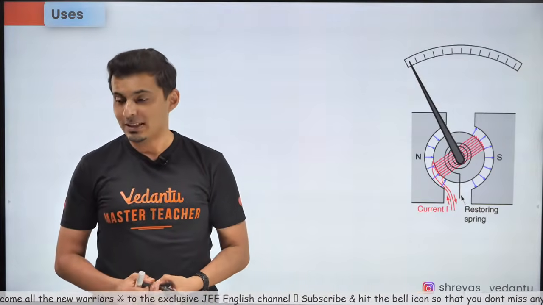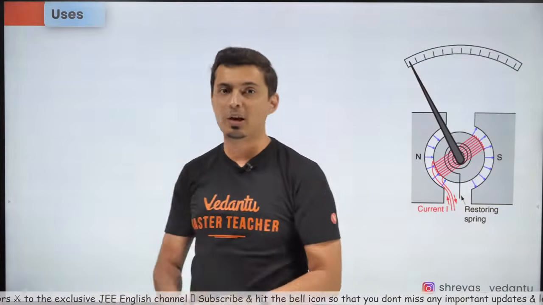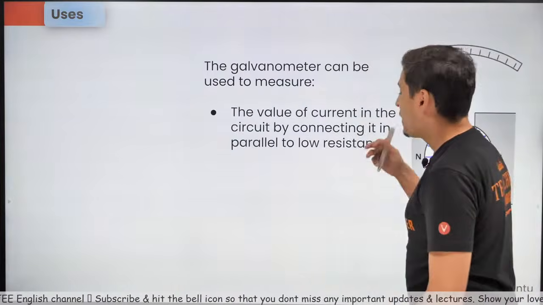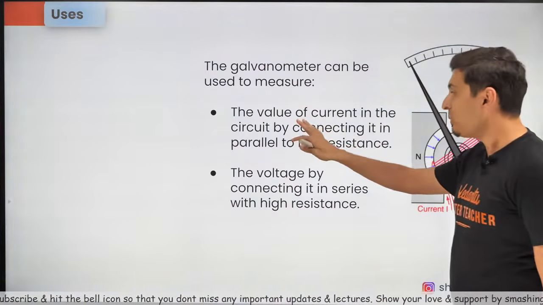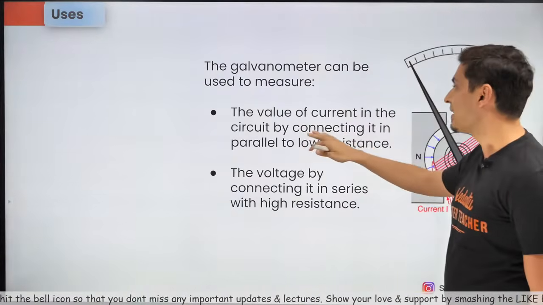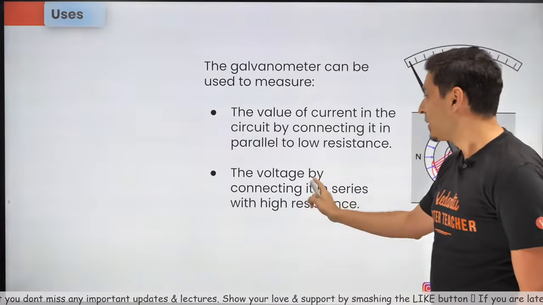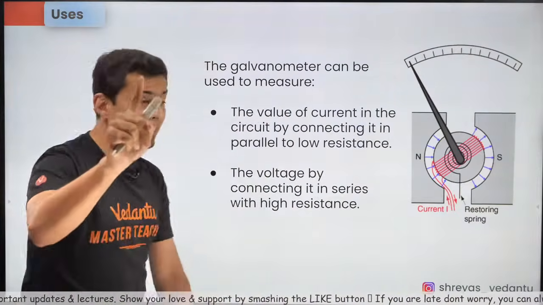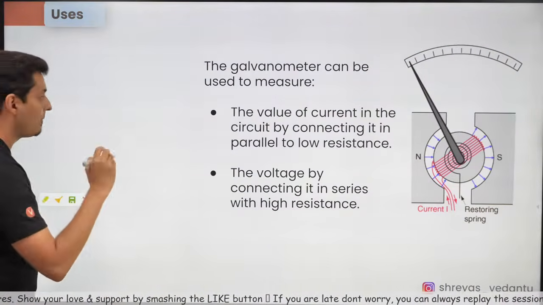So you have seen galvanometer and voltmeter. Exactly. That brings me to the uses of the galvanometer. A galvanometer can be used as either a voltmeter or an ammeter. You can measure the current in the circuit by connecting it in parallel to a low resistor, and you can also measure the voltage by connecting it in series with a high resistance. You might have seen the use of a galvanometer as a voltmeter and as an ammeter.